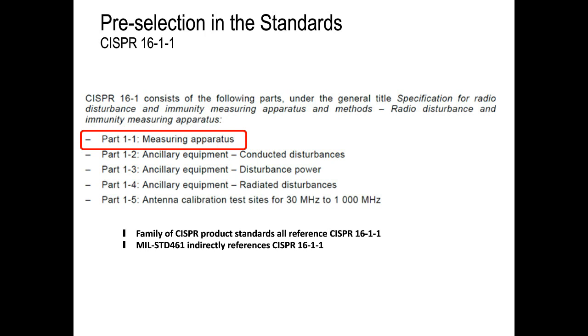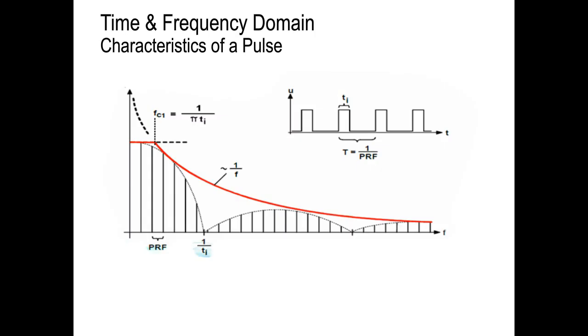And the family of CISPR product standards all reference CISPR 16-1-1. Even the MIL Standard 461 group indirectly references CISPR 16-1-1. So now that we've shown how both the A&D and commercial communities reference the standard, what is it about the standard that's so important? First, we're going to cover the time and frequency domain characteristics of a pulse.